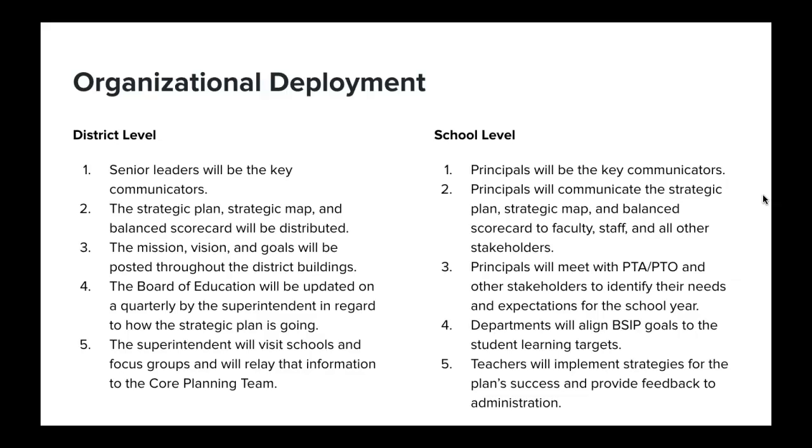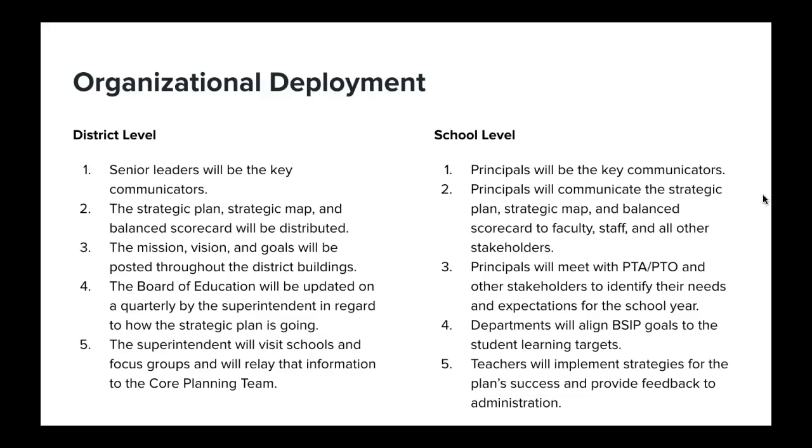Now, on a school level, the principal does a lot of that communication. So they are the key communicator. They communicate the strategic plan, strategic map, and balanced scorecard to faculty, staff, and then all the other stakeholders they might be in contact with. Principals might also meet with PTA, PTO, identifying expectations and needs that they have. Departments will work to align their BSIP goals to student learning targets. That's something that we already do, so we will definitely do it with this as well.